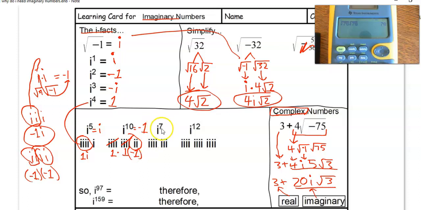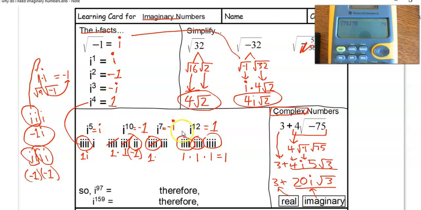i to the seventh. Well, look, I got a group of 4. That cancels out because that's just 1 times something. And then a group of 3 left over. Well, i to the third is -i, so i to the seventh is -i. And then i to the 12th, that's 3 groups of i to the fourth. Each i to the fourth is 1, so this is 1 times 1 times 1, or just 1. And so i to the 12th is the same thing as 1.